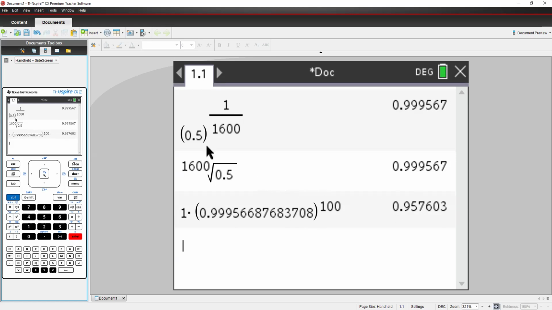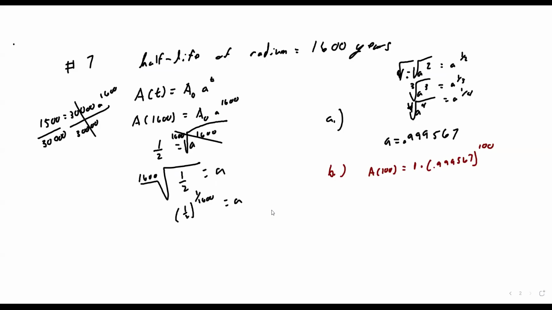So let's pull this back up. All right, perfect. So yeah, I see it. All right, so this one, the hard part is just trying to calculate that A, but even then, the calculator will do most of it for you. So this ends up being 0.957603 grams that are remaining. All right. So there we go.